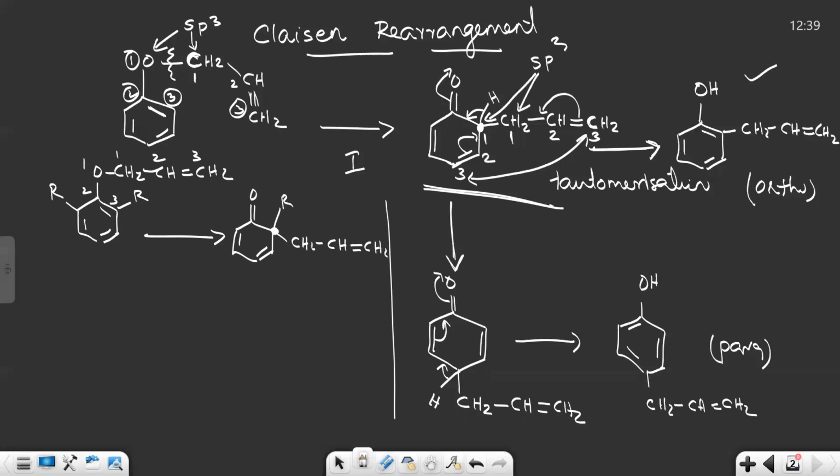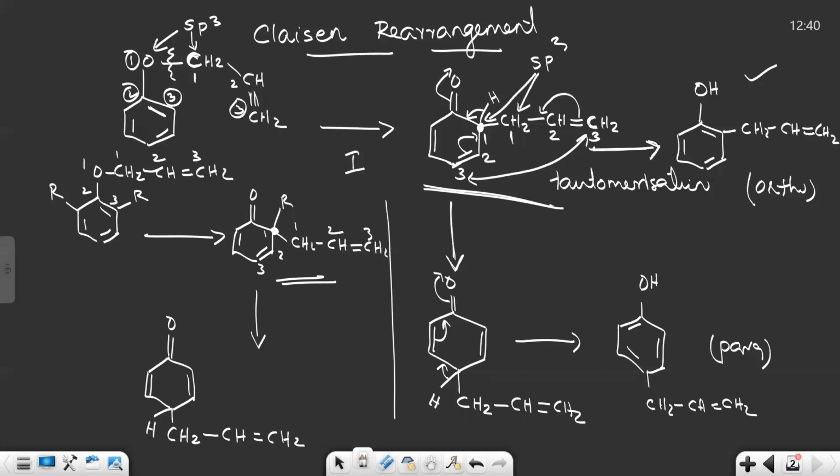Here we don't have any hydrogen atom to show the tautomerism. Hence, it automatically undergoes a second rearrangement. 1, 2, 3, 1, 2, 3. So the bond cleaves, and this allyl group will migrate to the para position, and the resulting compound will have double bonds here, then a double bond to the oxygen atom, and now the allyl group is here on the para position, CH2, CH, double bond CH2. So no tautomerization takes place after the first step. So complete rearrangement takes place and the para product is formed.